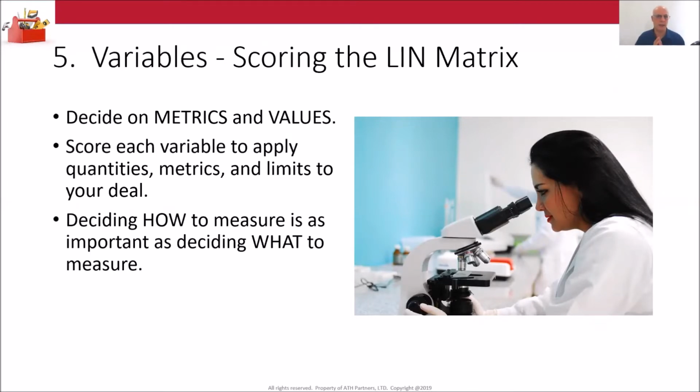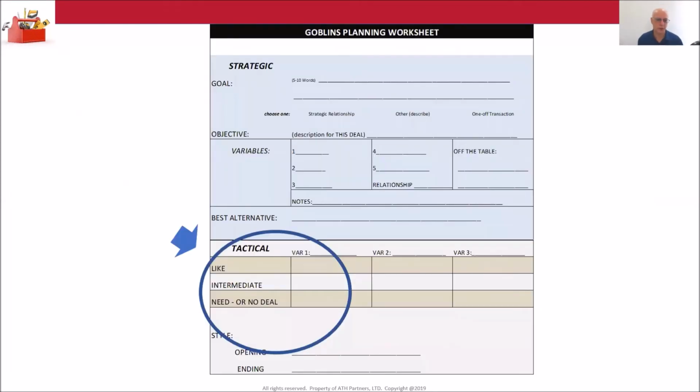And that is where the valuation comes in. So we're using a like, intermediate, and need, or best case, middle case, worst case, and we're deciding on not just the values, but the metrics. We're deciding on how these things get measured. And we're going to set metrics that favor us. On the chart, this is the part where we are scoring like, intermediate, need. Just fits in well with the mnemonic, but it could be best, intermediate, or worst.